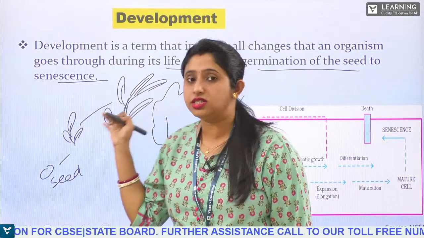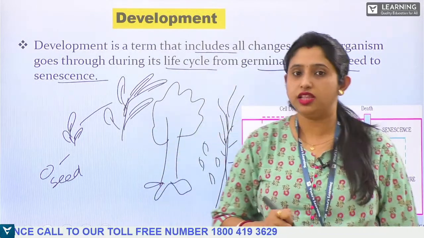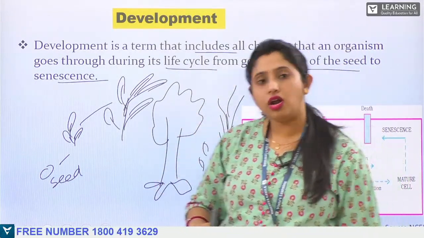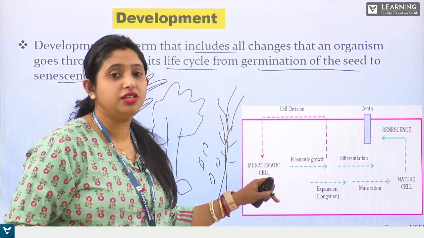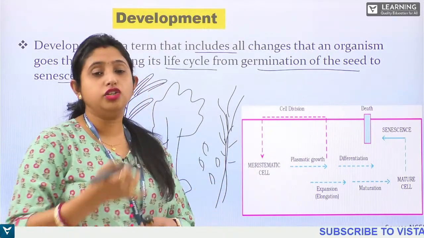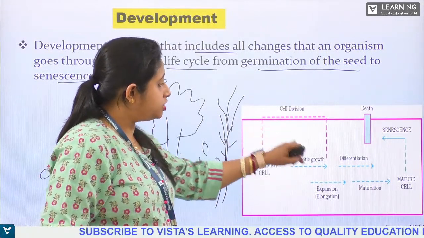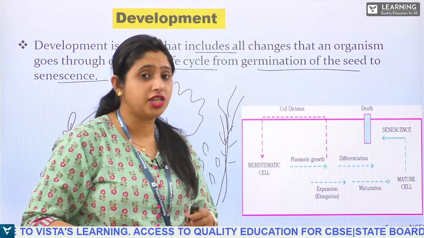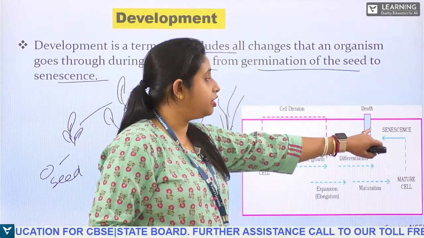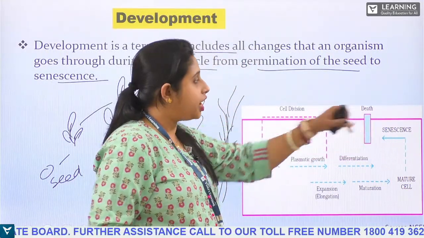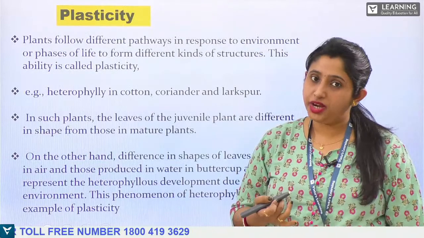So this whole process from the germination of the seed to the senescence, senescence meaning death of the plant, is called development, right? Meristematic cells are the active cells which are dividing and lead to the germination of the plant seed. Slowly, differentiation takes place in the plant, leading to maturation. The mature cells grow, senescence takes place, and finally death takes place in those plants. That whole process is called development in plants.